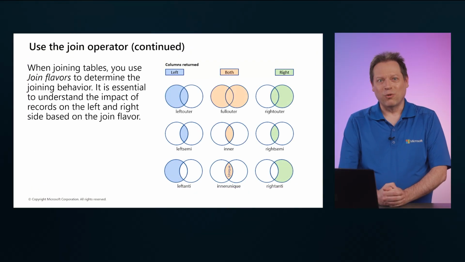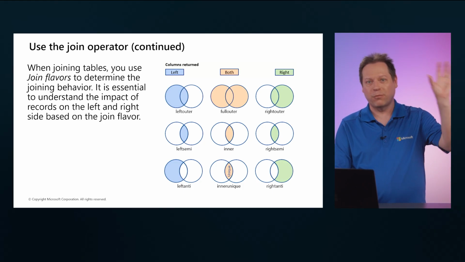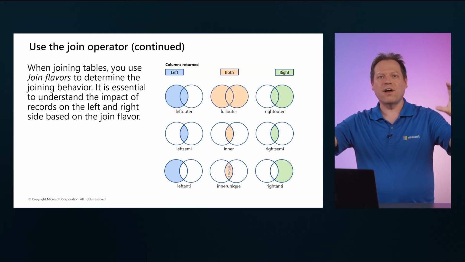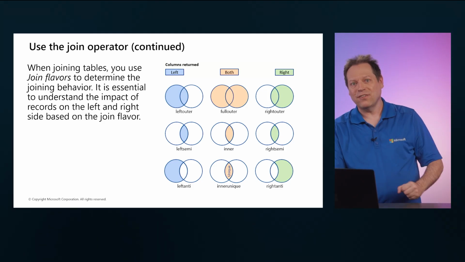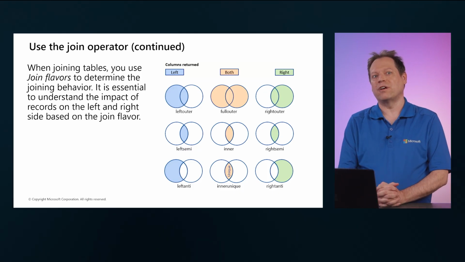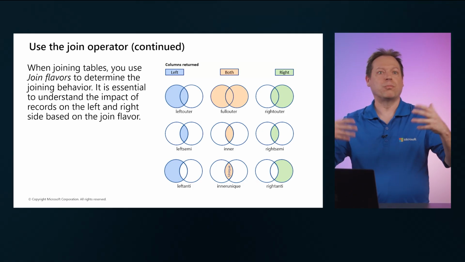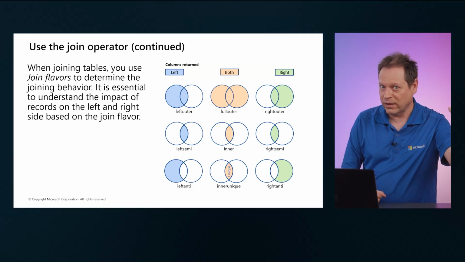When you join tables, the specific join kind, sometimes called join flavor, determines which records are kept on the left side, the right side, or both. It's essential to understand the impact of that choice. With some join kinds, you'll keep only the matches with the other. You'll preserve unmatched records from one side.